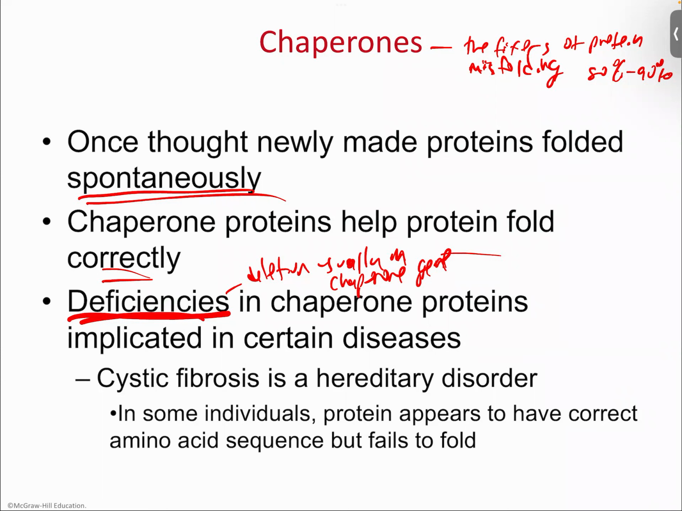And so what we were expecting to see when we deleted these chaperones is maybe a little bit of an uptick in the number of misfolded proteins, 10% maybe, 20%, but not a big chunk of it. What we actually ended up finding was an overwhelming amount of misfolding. We weren't expecting that, right?